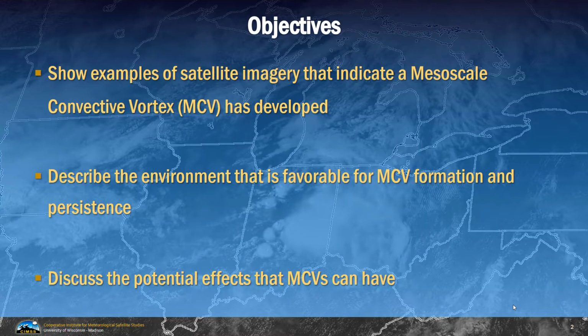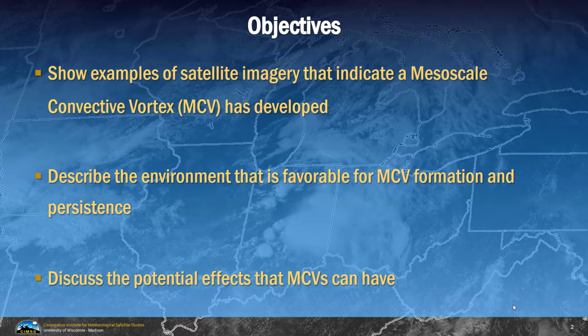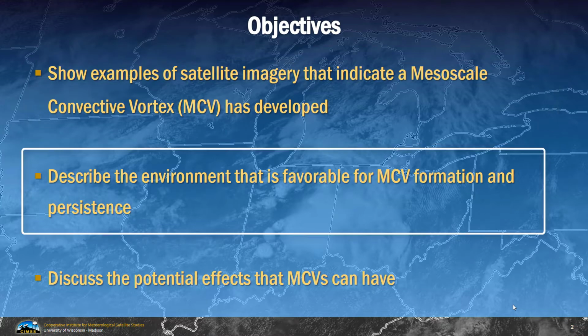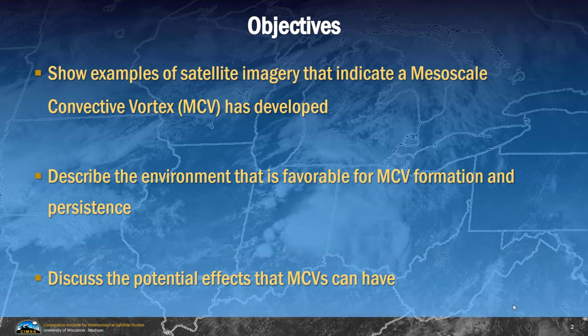The objectives of this training are to show examples of satellite imagery that indicate an MCV has developed. I want to describe the environment that is favorable for MCV formation and persistence, and maybe give some guidance on how to anticipate their development. And I want to discuss the potential effects that MCVs can have. In other words, why do you want to pay attention to them?